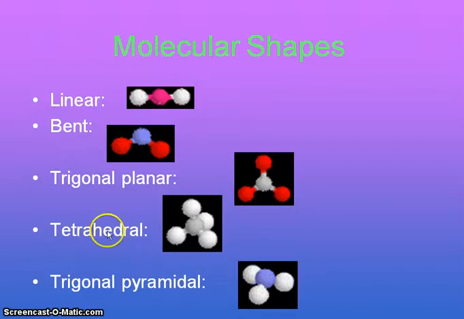And finally, the last one that we're going to talk about is tetrahedral. Tetra, if you remember, is the prefix for 4. And so with this one, we're going to have a central atom and 4 elements that are attached to it.